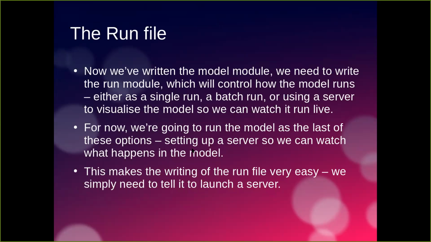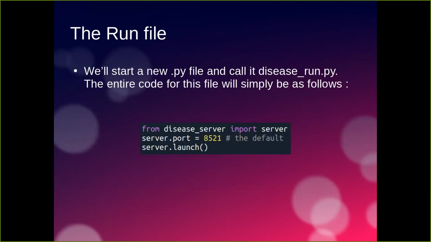Now, the good news is that if you're using the server based method, then the run file becomes very easy. All you have to do in the run file is tell it to launch the server. That's it. That's the entire file. It's literally these 3 lines of code, and they'll always be the same. You just say from disease server import server, you open up the correct port, 8521, and then you tell it to launch, and that's it.